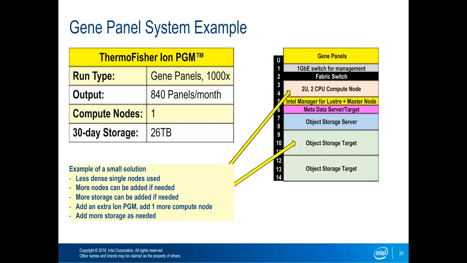And you can actually add, this is capable of doing 5,000 panels a month. So you can run several PGMs off of this. So you can add more nodes for compute, but you would have to add more nodes for storage to make sure you can accommodate all of the panel storage. But it's a scalable system.